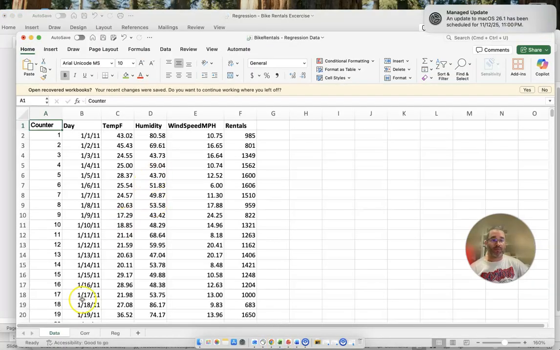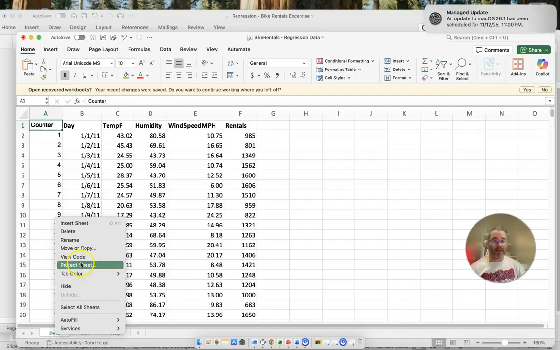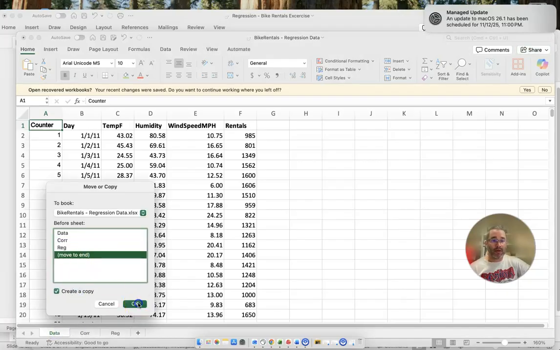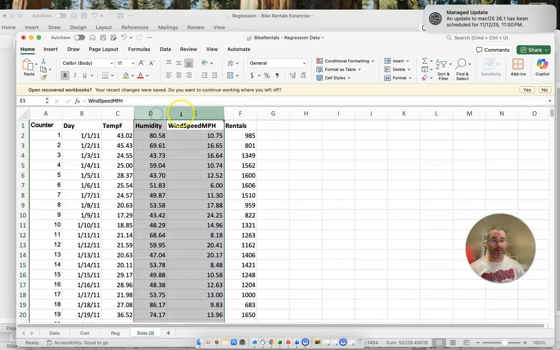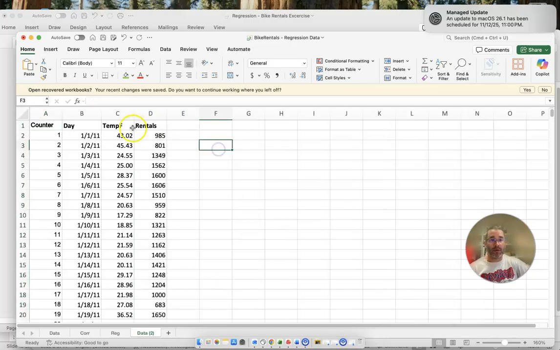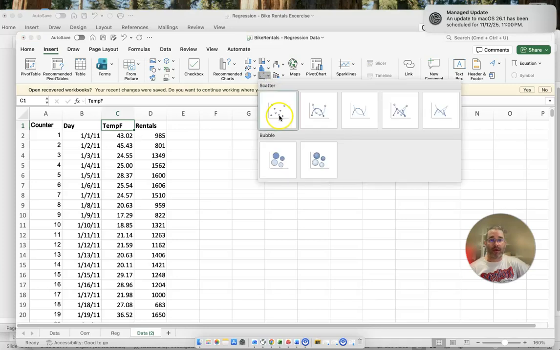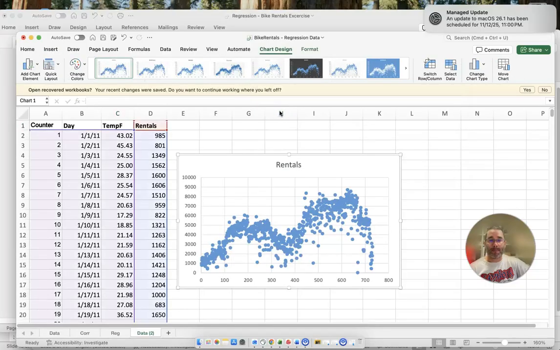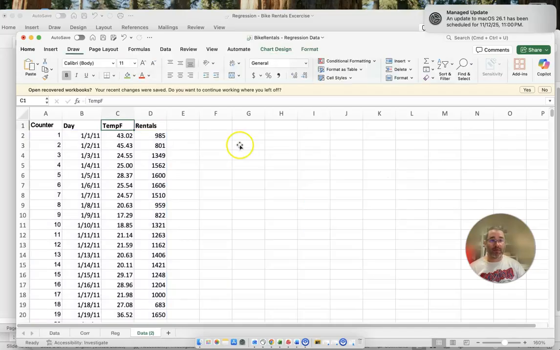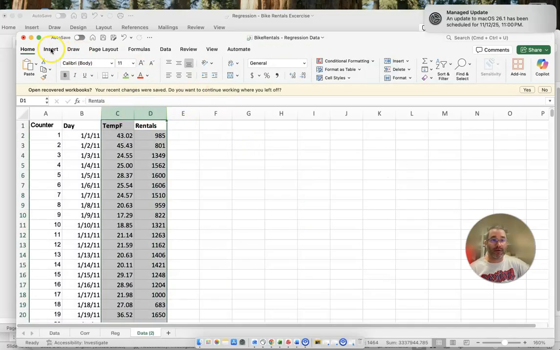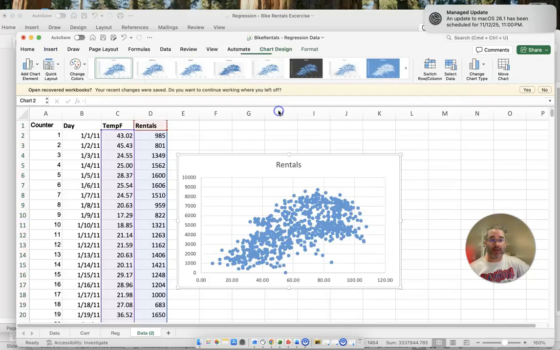All right, so I want to keep all my data, so I'm just going to copy this data so that I have another set, because I'm just going to delete humidity and wind speed. For this question, we don't care about those two. We want a scatter plot graph with temperature and rentals. And so here's what we're going to do. We are going to insert a graph here. And scatter plot. Not exactly what we wanted. I need to select my data first. Let's try this. That looks better.